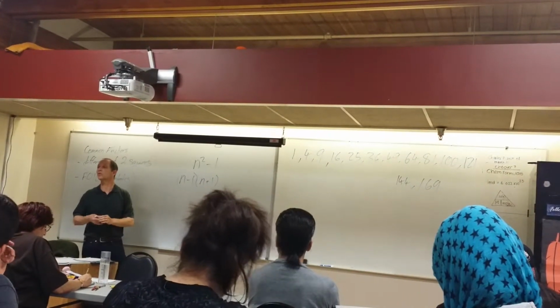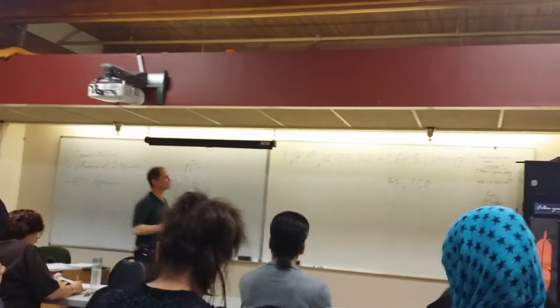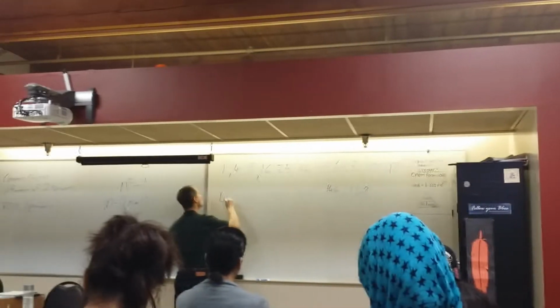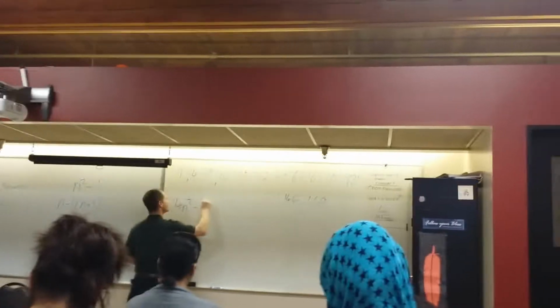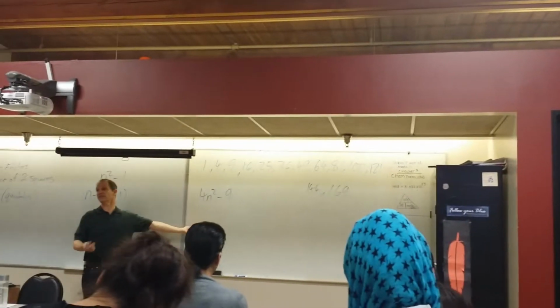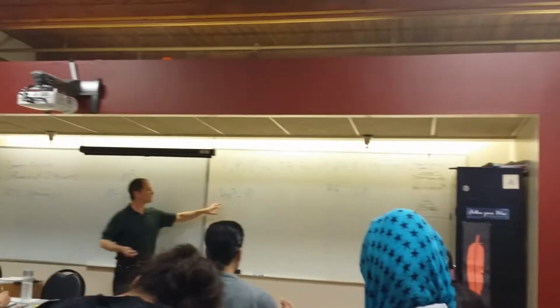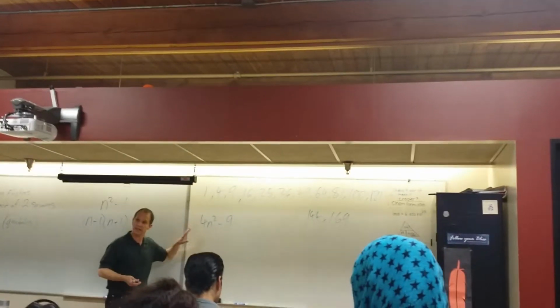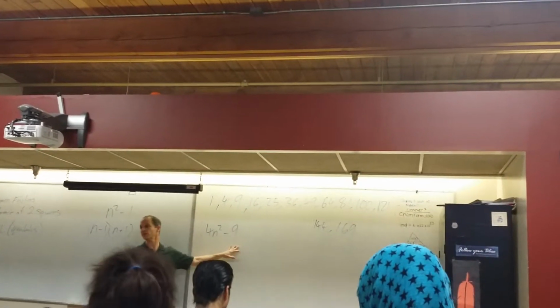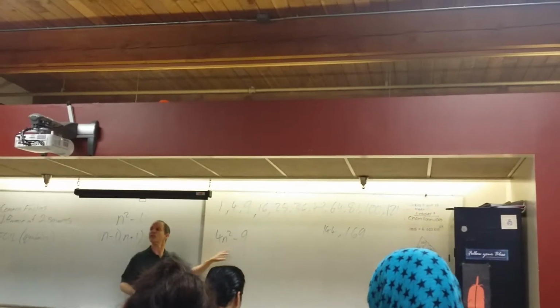Let's take a look at other ones that aren't immediately obvious. How about this? 4n squared minus 9. Now this is also the difference of two squares, right? This is a square because 2n times 2n gets us here, and this is a square because 3 times 3. So how would we factor it?